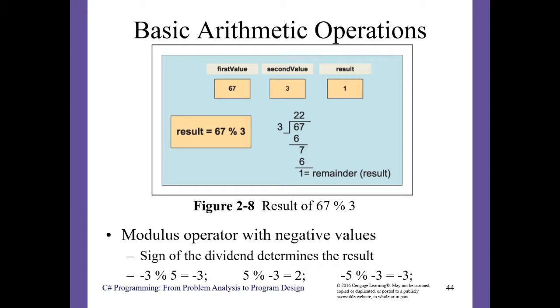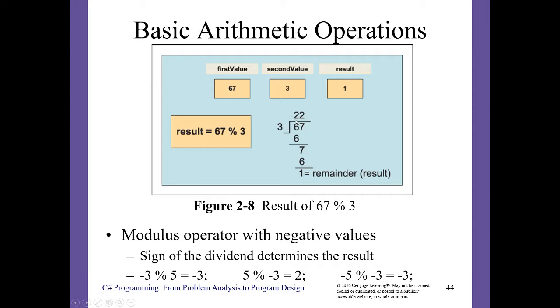In this math equation here, we're going to set result equal to whatever the answer is of the equation 67 modulus 3. Well, the modulus operator gives us the remainder after a divide. So we would take operator 1 divided by operator 2, and the answer would be the remainder of that division. So here they show it in longhand using old division. We have a number 67. We're going to divide it by 3.